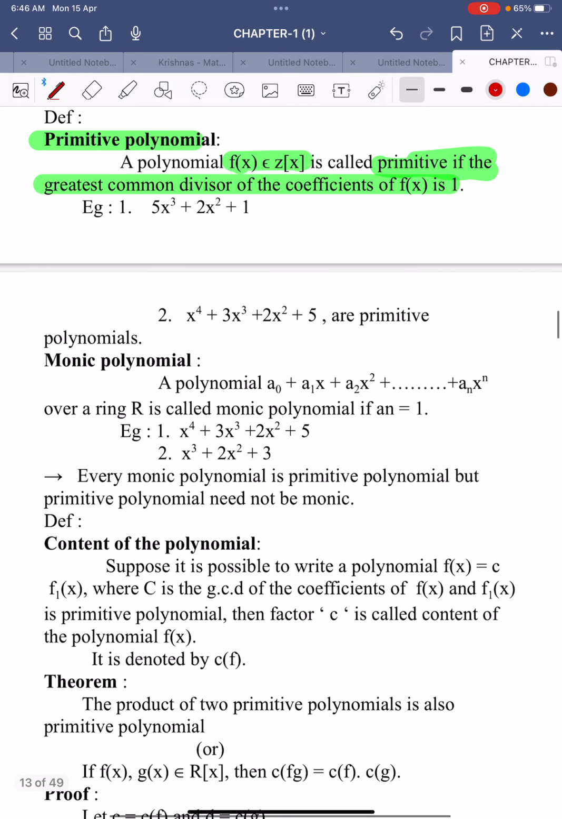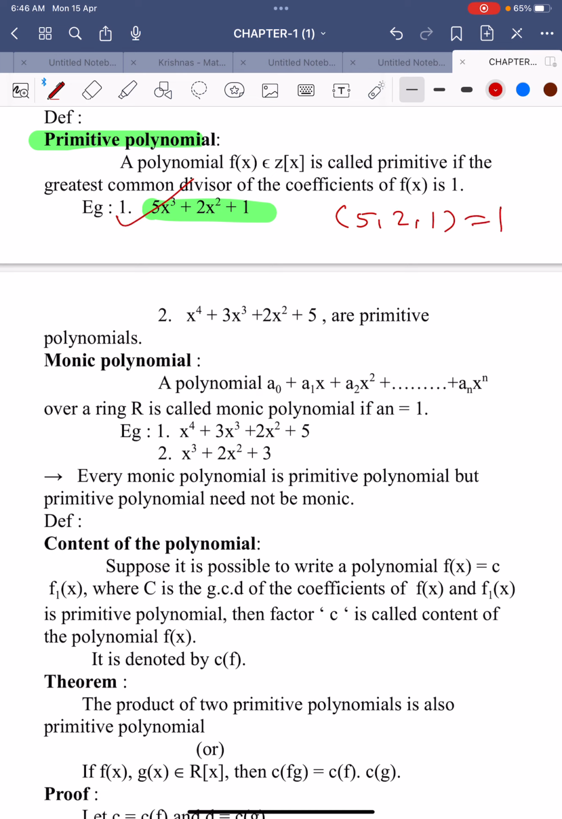Z[x] is called a primitive polynomial if the greatest common divisor of the coefficients of f of x is 1. Here are some examples. 5x cube plus 2x square plus 1. So here also the GCD of 5, 2, 1 is 1. So it is a primitive polynomial. The next example is x power 4 plus 3x cube plus 2x square plus 5. It is also a primitive polynomial.